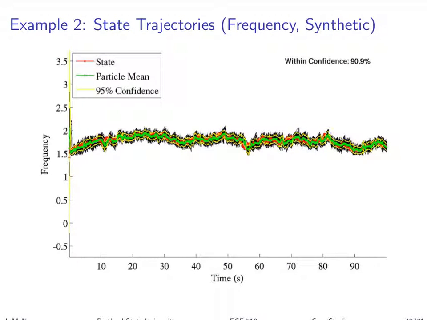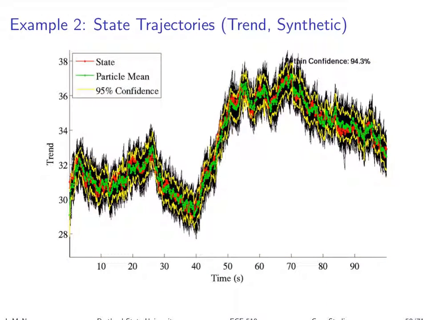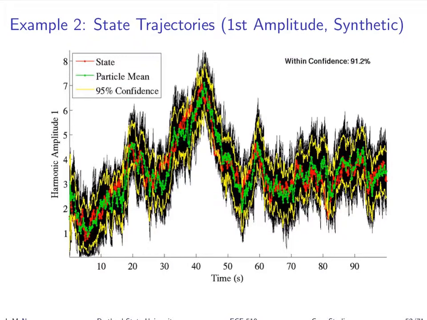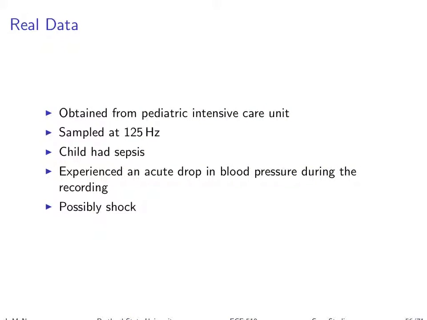And then these are the state trajectories. This is the frequency, the marginal. I'm sorry, this is a loop. I'm going to go through this quickly. This is the trend. This is the fundamental amplitude for the first component, marginal, second component, marginal. I guess I was looking at the amplitude.